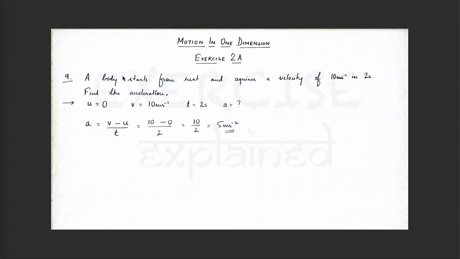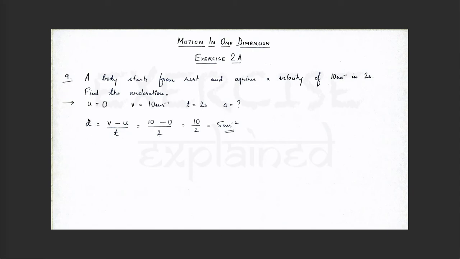If it is given in the question the body stops, we will take final velocity is equal to 0. But here what is given is starts from rest and acquires a velocity of 10 meter per second. So v is given as 10 meter per second. So here final velocity is 10 meter per second. Time given for this is 2 seconds. So I take t is equal to 2 seconds. Find the acceleration. So we need to find the acceleration for this question.